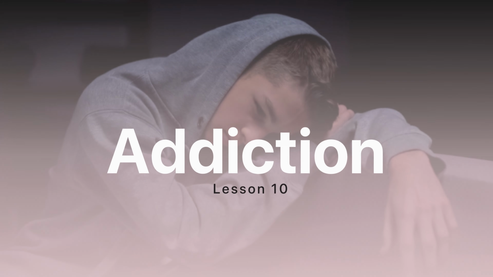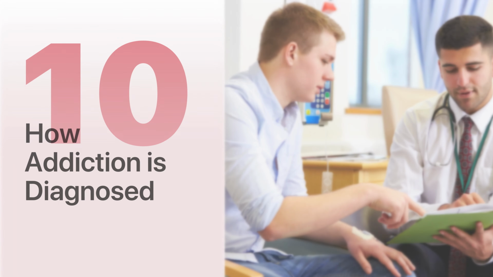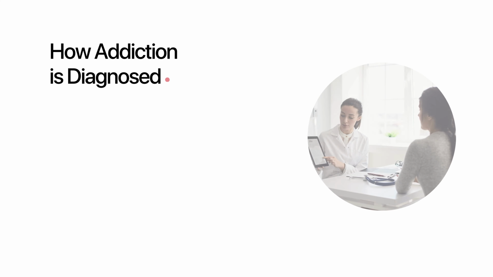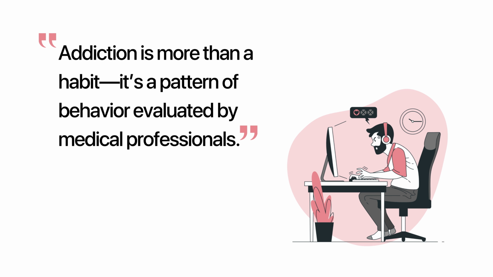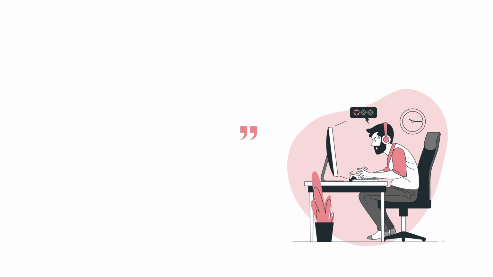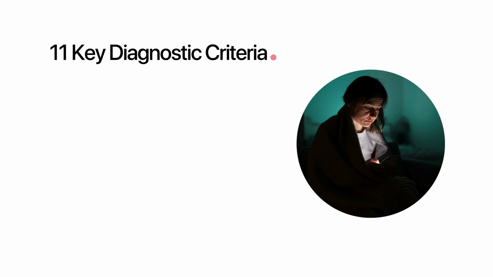To diagnose addiction, mental health professionals use the Diagnostic and Statistical Manual of Mental Disorders, DSM-5, which provides specific criteria for substance use disorders. This is the standard guide used to determine whether someone's behavior has crossed the line from casual use or abuse into addiction. The DSM-5 identifies 11 criteria that are evaluated over a 12-month period. If someone meets a certain number of these criteria, they may be diagnosed with a substance use disorder. The more criteria met, the more severe the disorder.